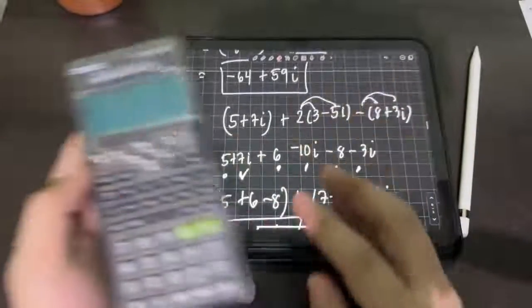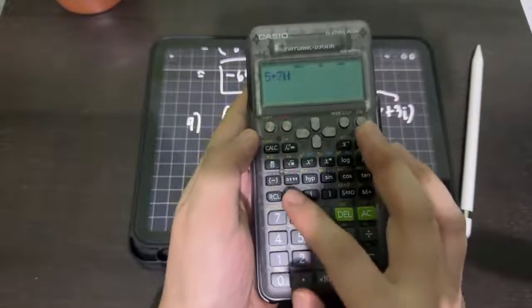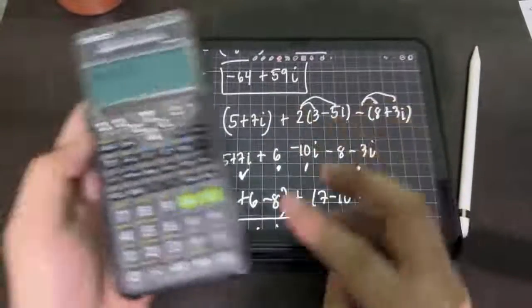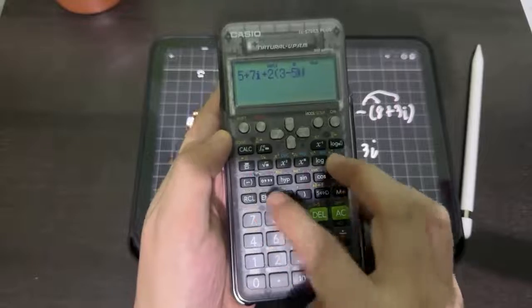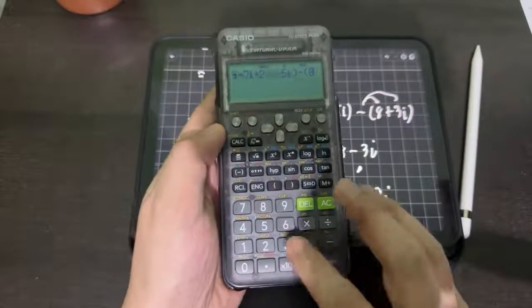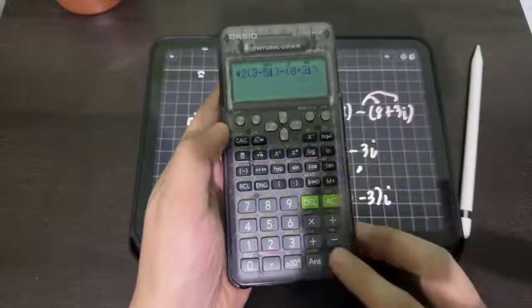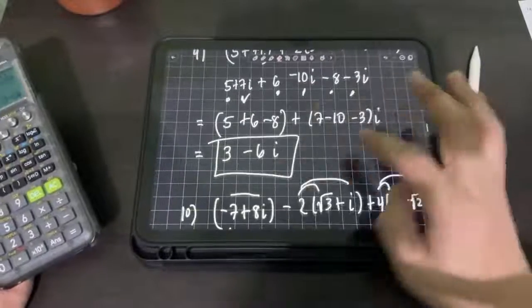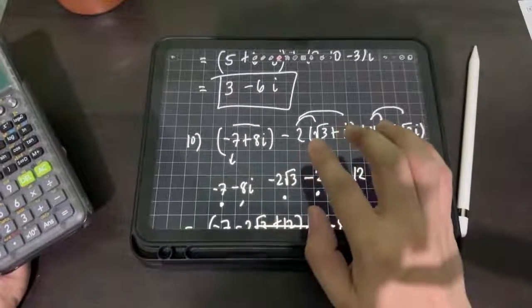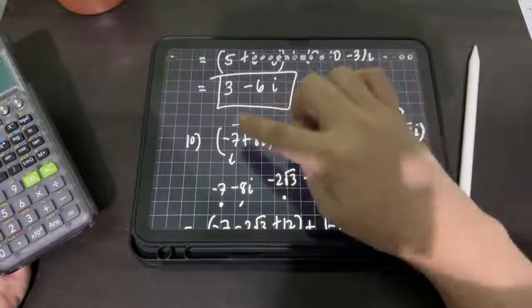Okay, this one, 5 plus 7i plus 2 times 3 minus 5i minus quantity 8 plus 3i. Okay, 3 minus 6i. Next, this one: how to input in a calculator when you have a conjugate.